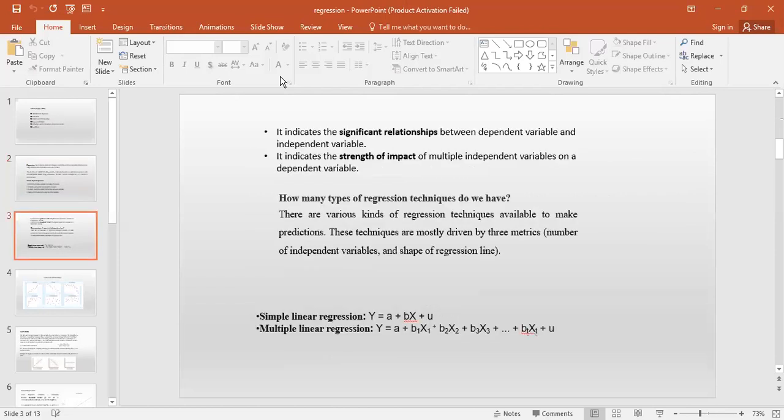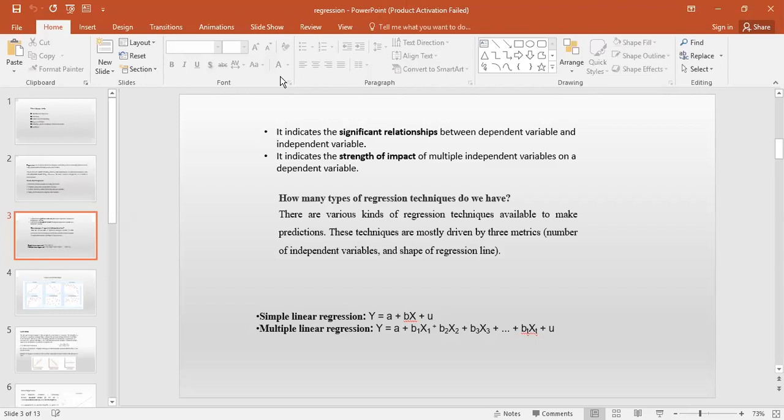The main thing while we do regression is to know the best fit line, as we have dealt with before, and it indicates the relationship between the dependent and independent variables. How does the relation exist? If it is related perfectly, then we get a best fit model. We also deal with the strength of impact, how the independent variables impact a dependent variable. What if there are many independent variables, and what if there is only one independent variable?